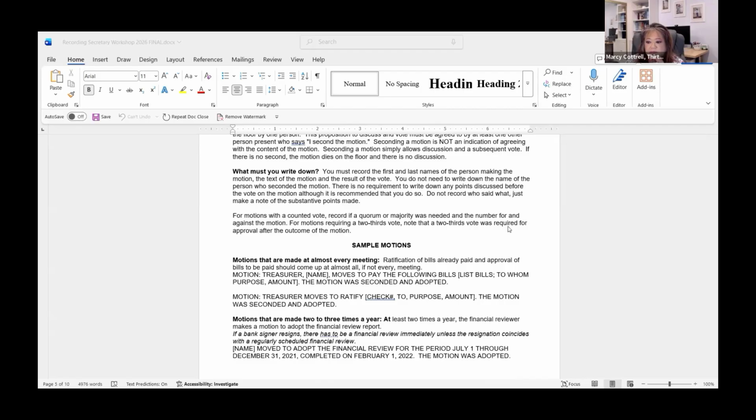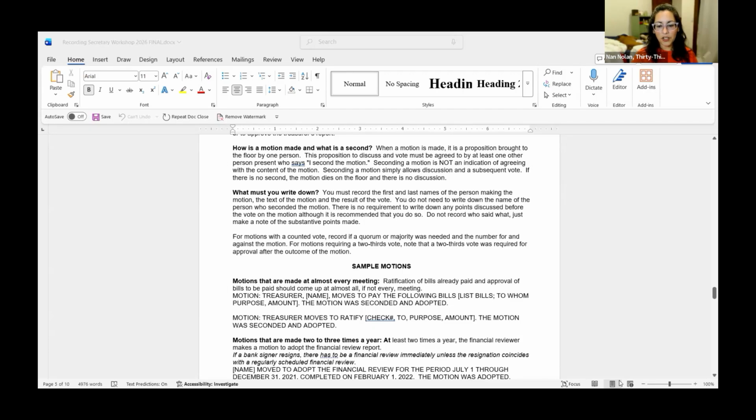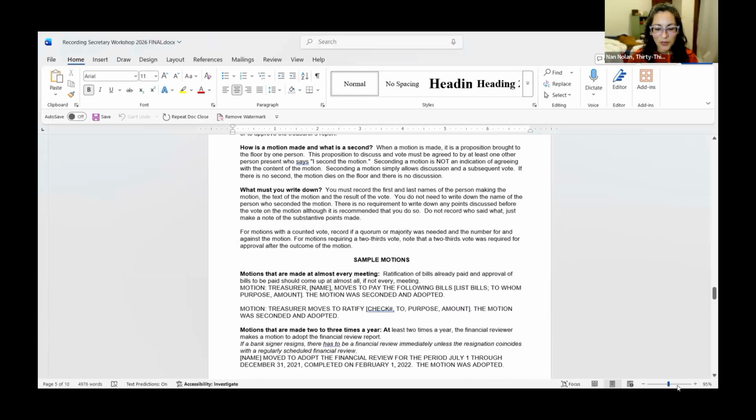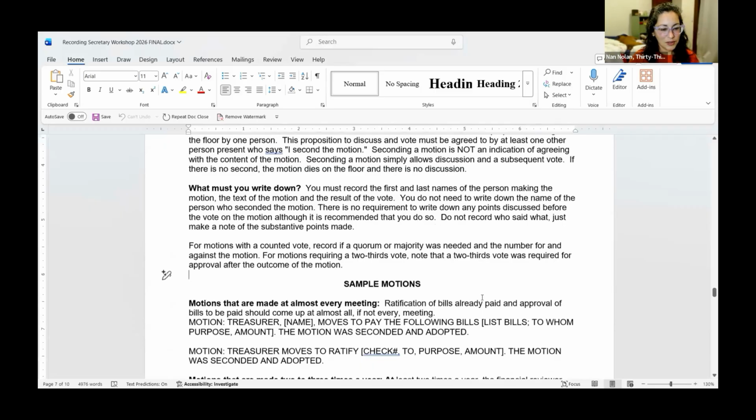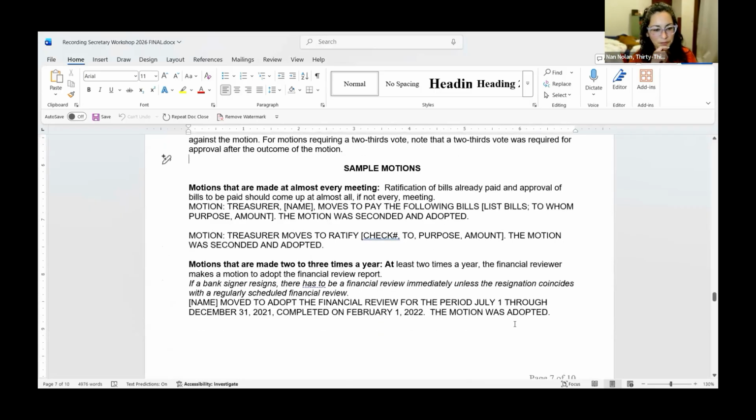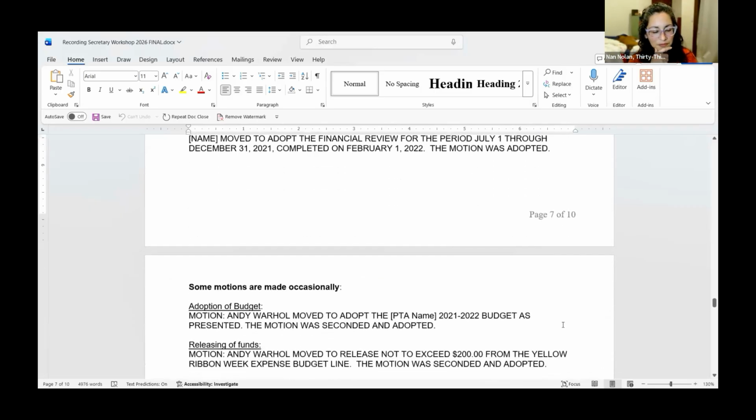Can you increase the size of the font too? At the very bottom, lower right-hand corner where it says 100%, jack that baby up to like 150 or 200. I'm going the wrong way. There you go. Yeah, that's perfect. And like I said, you will be getting this handout.